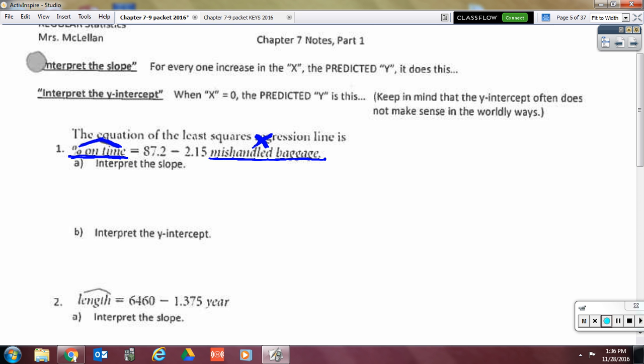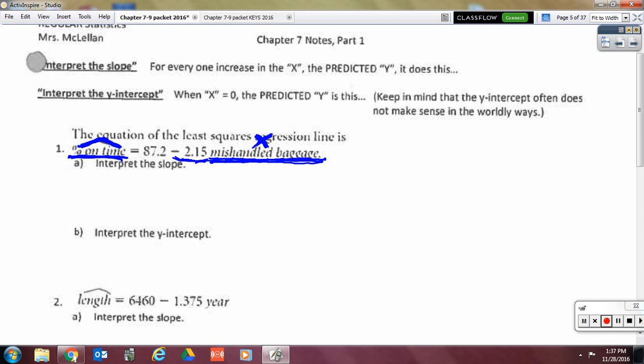And so let's go ahead and think about interpreting the slope for this. What is the value of the slope for this problem number 1? Good, negative 2.15. So we have a little phrase, and then we'll put a song to it as well to help you remember. Interpreting the slope says that for every one increase in the x, so for every additional mishandled piece of baggage, the predicted percent of planes that are on time goes down 2.15. And I said it goes down because it is a negative slope.